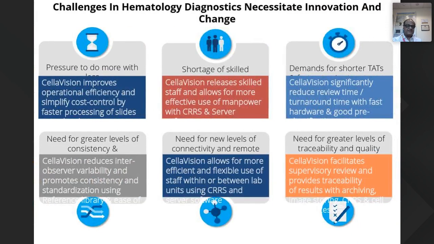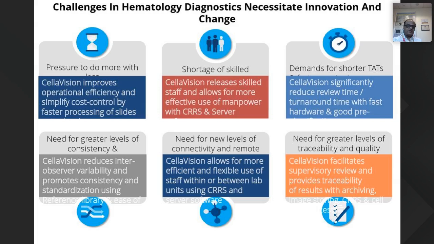So I told you about the 6 challenges; let us see whether it has met them. Pressure to do more with less: yes, it can give you simple cost-cutting and faster processing of the slide. Now, I told you that manually we need to spend about 6 minutes per slide, whereas with CellaVision, we can finish it within 3 minutes. Within 3 minutes, you can classify the WBCs, the RBCs, including the parasites. You can pick up and say, yes, this is abnormal.